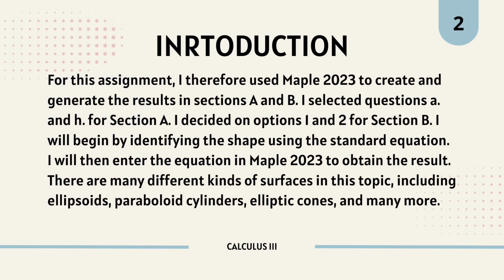For the introduction, I used Maple 2023 to create and generate the results in sections A and B. I selected questions A and H for section A, and I decided on options 1 and 2 for section B. I will begin by identifying the shape using the standard equation. I will then enter the equation in Maple 2023 to obtain the result. There are many different kinds of surface in this topic, including ellipsoid, parabolic cylinder, elliptic cones and many more.